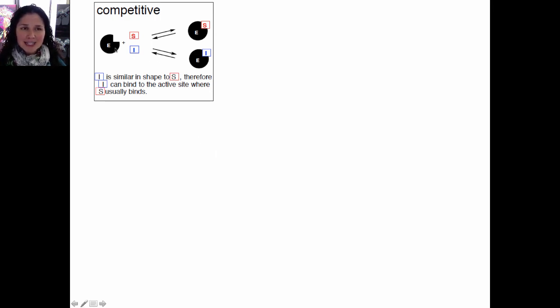This is a cartoon of an enzyme that has a square substrate binding site. This is the substrate and this is the inhibitor. Notice in my cartoon that they have the same shape. As far as chemistry goes, this means usually they have the same functional groups. The substrate and the inhibitor would fit into the same site, and so they are in competition. This is a competitive inhibitor. The inhibitor is similar in shape or in functional group to the substrate, and therefore the inhibitor can bind competitively to the active site where the substrate usually binds.